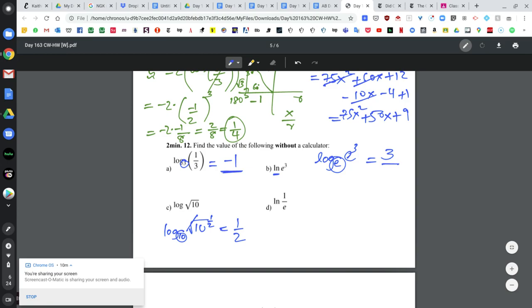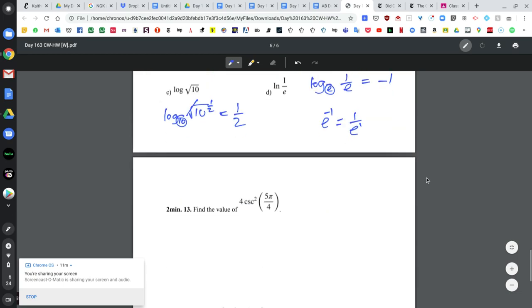Okay, try D yourselves. Don't forget, like part B, you have a base of e. So once again, focus on the base. e to the power of what power will give you 1 over e? And the answer is -1, because e to the power of -1 is actually 1 over e^1, which is 1 over e. Okay, they're all mental math problems if you understand how logs and exponents work.